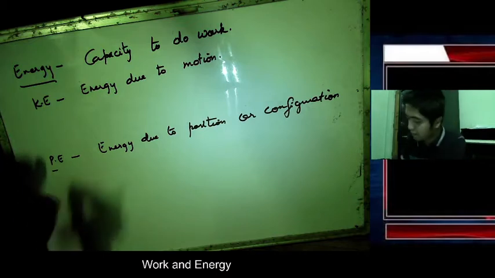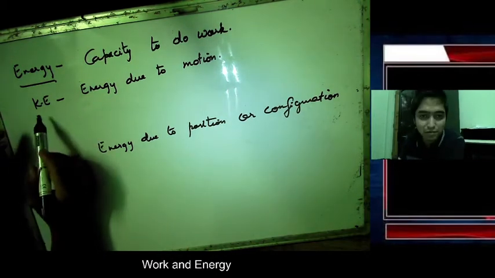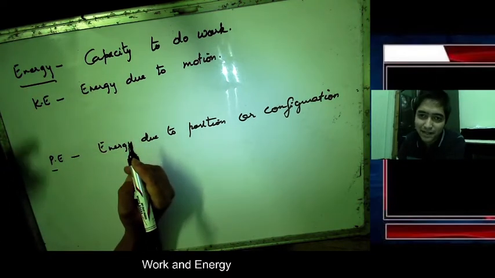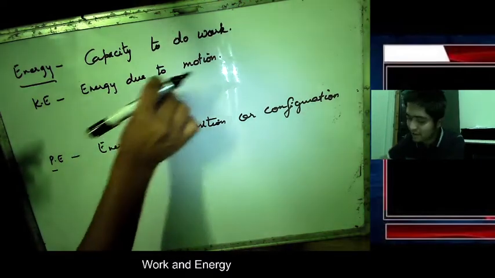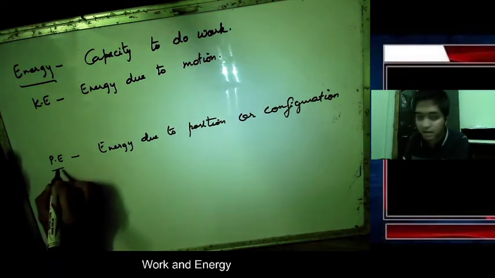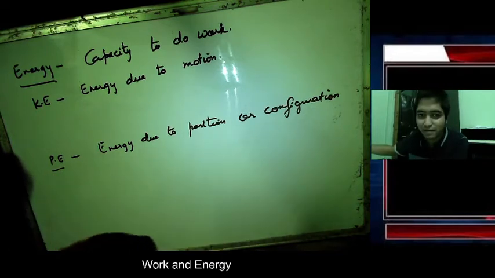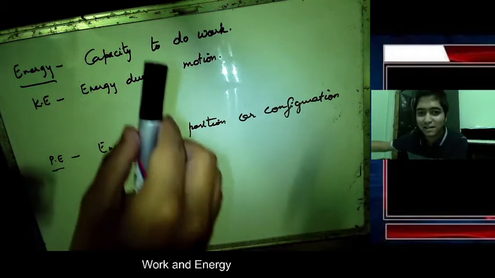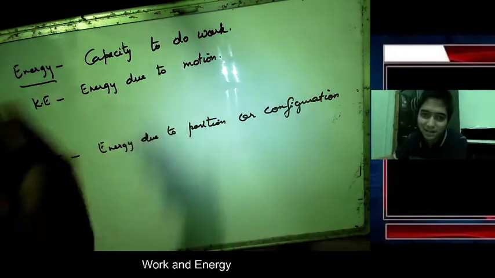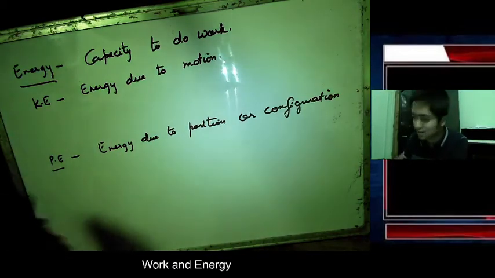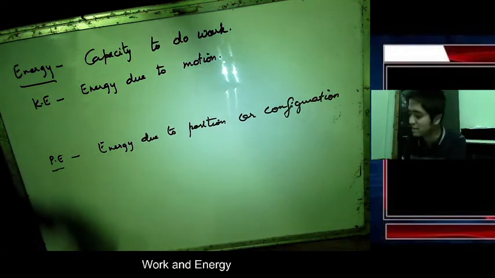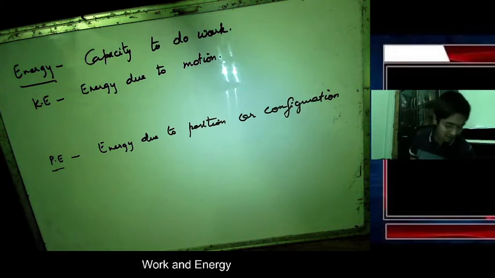Just to remind you what is kinetic energy: if a person is moving, then he will have some kinetic energy, because that is due to his motion. Whereas for position, for example, if I drop a pen from this height, then it can displace some other things. That is because of its position, due to the height, so that is called potential energy. So it has some capacity to do work.